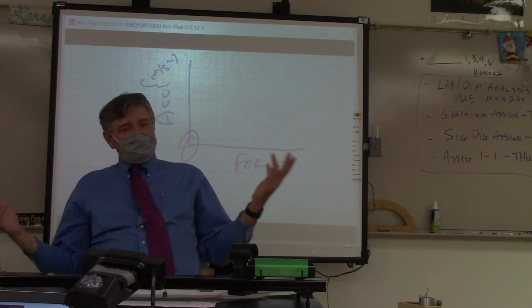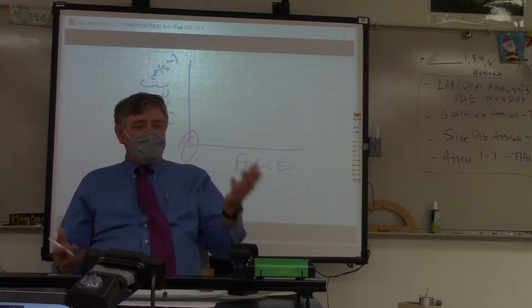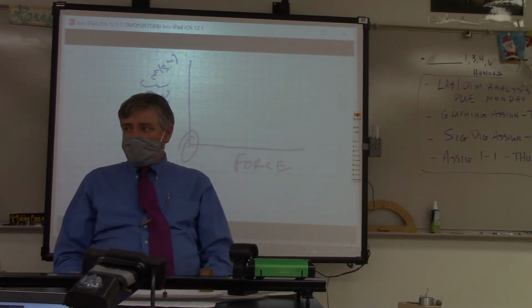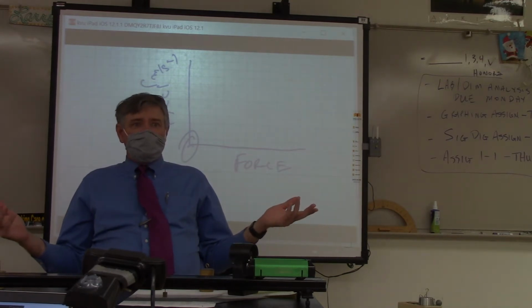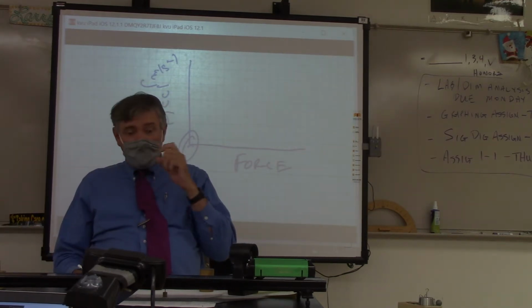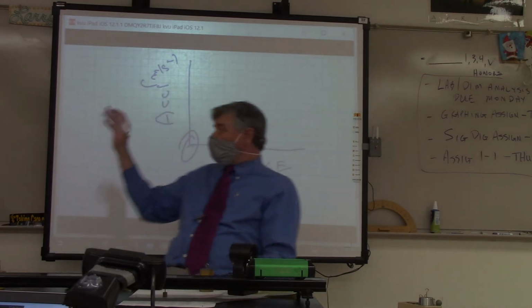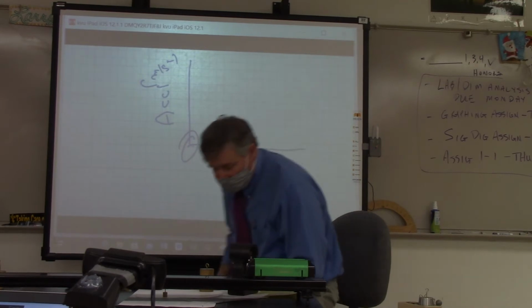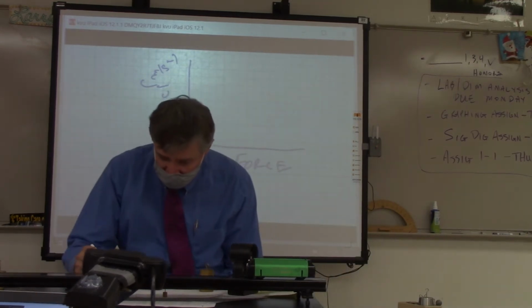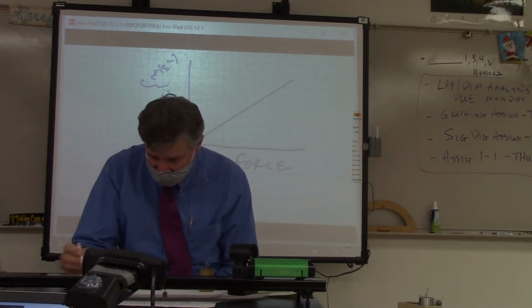Mother Nature's a lazy prima donna, right? If I don't apply a force, guess what? I don't get an acceleration. Simple as that. But the more force that I apply, guess what? The more acceleration I'm going to get. So this graph is going to go roughly like this.